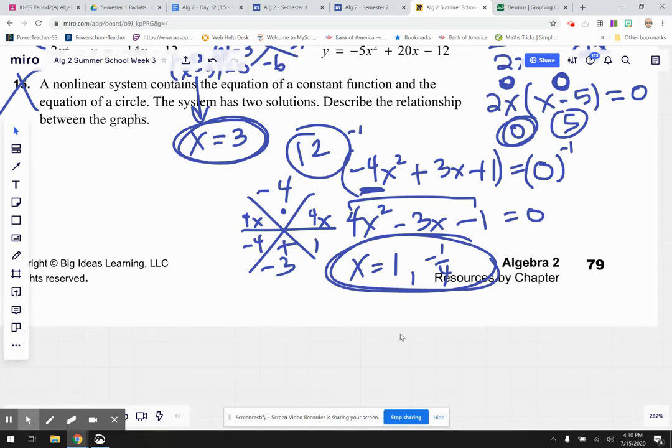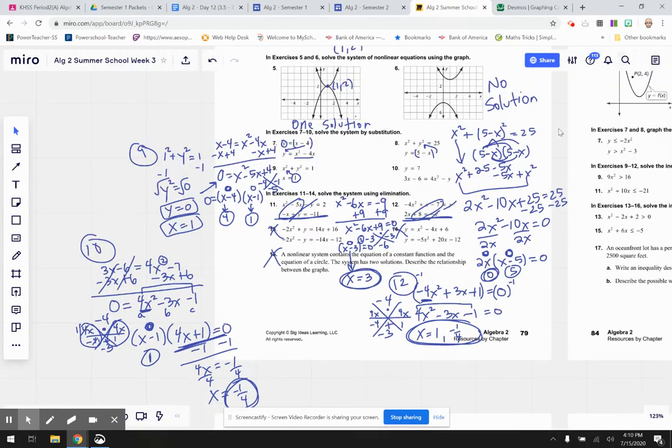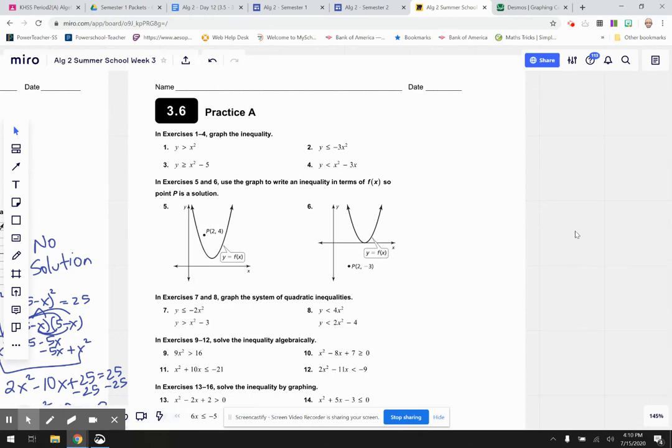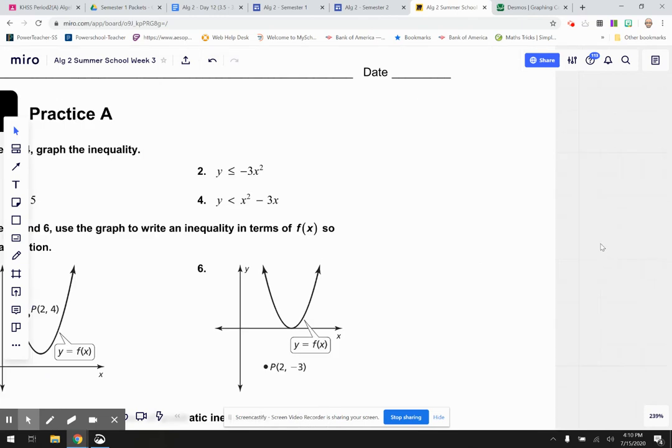Okay, so that's 3.5a. 3.6a is actually a little bit more graphing related. So we're just going to snip a few of those graphs and just put those straight onto the Google Doc.